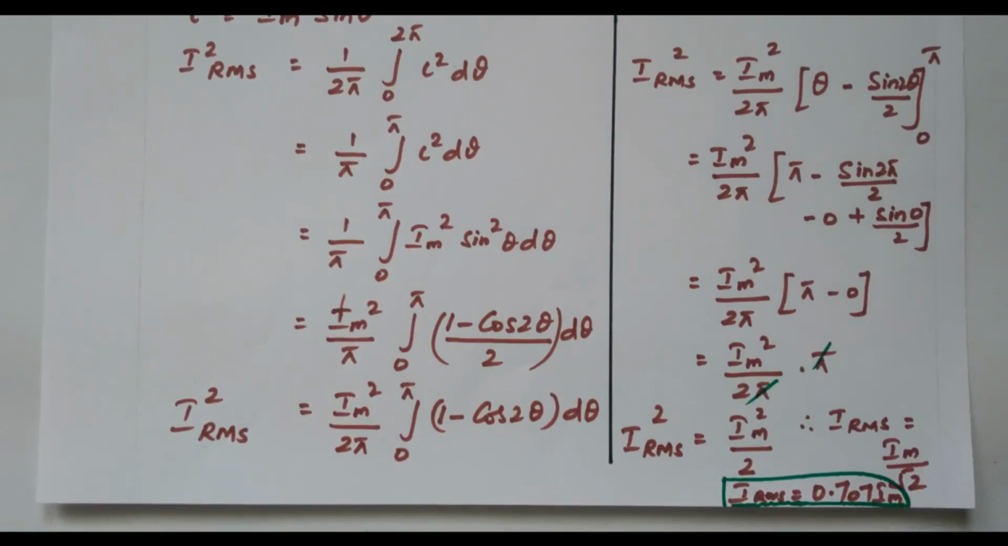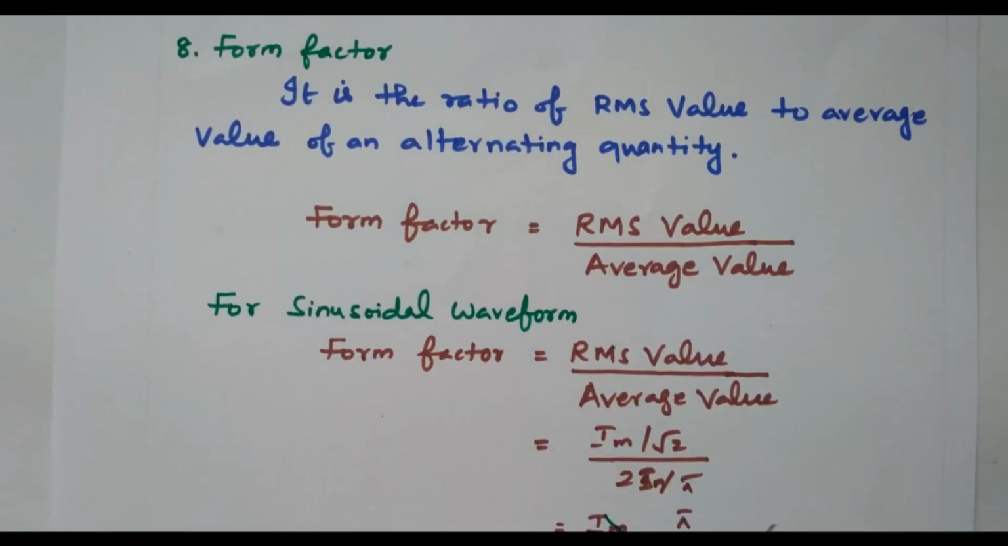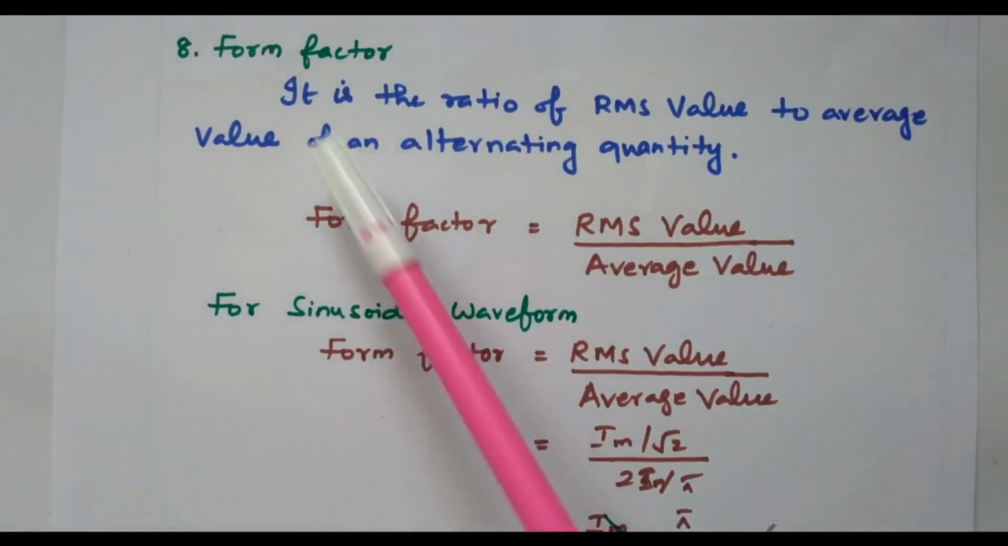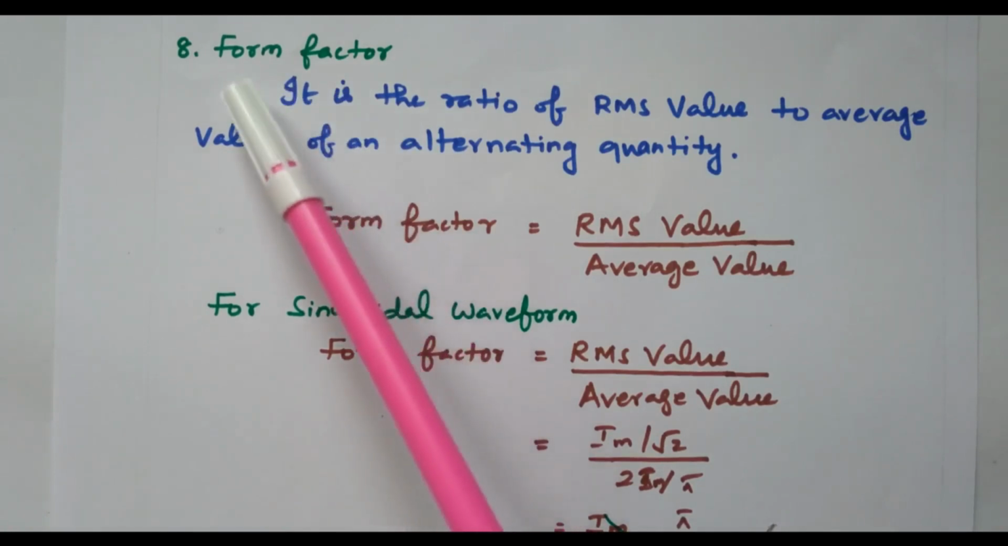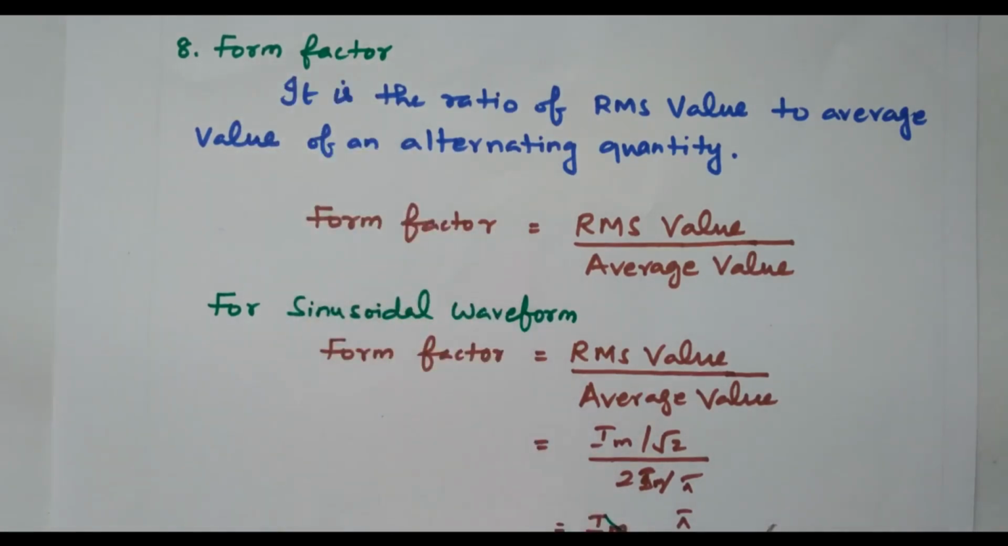Now we'll go to the next parameter. The next is the form factor. There are two factors available, form factor and peak factor. Form factor, what is form factor? It is the ratio of RMS value to average value of an alternating quantity. So this is one reference. What is the ratio between RMS value and average value? It is the ratio of RMS value to average value.